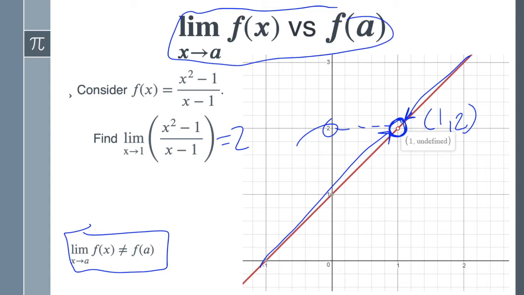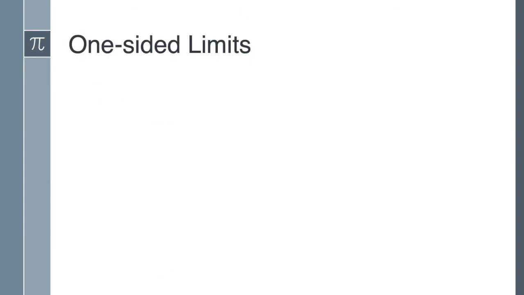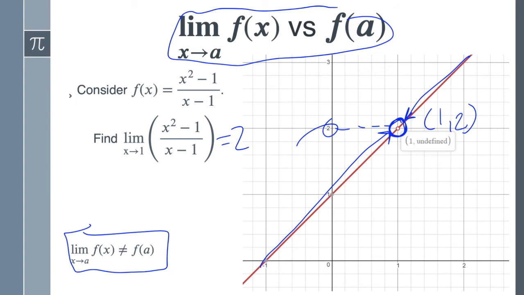You can rewatch this part if you want it to be clarified in your head. Now let's end this with the concept of one-sided limits. Maybe you can see that I am doing the limits going from the left, going from the right. Why am I doing that?